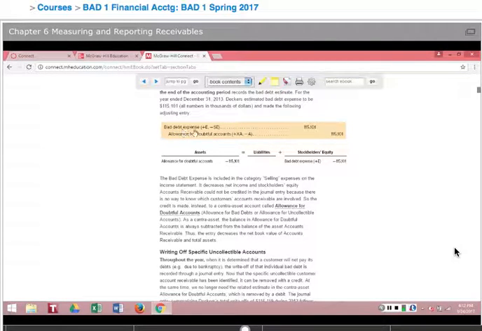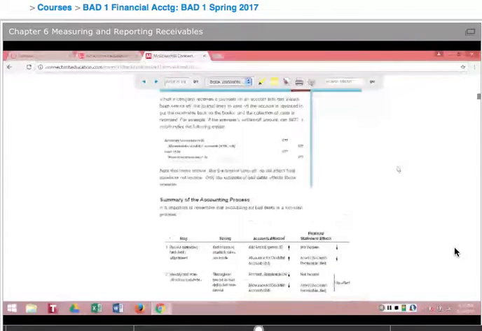When we do the adjustment, we cause an expense to go up, which will flow back as a decrease on the balance sheet under retained earnings. And on the balance sheet, we make a contra asset go up, which makes total assets go down.